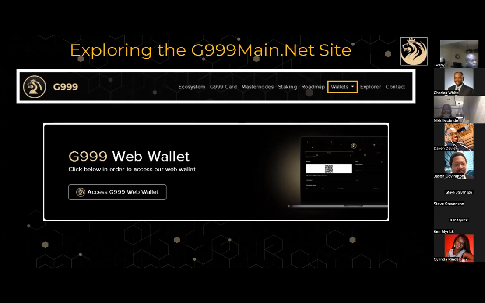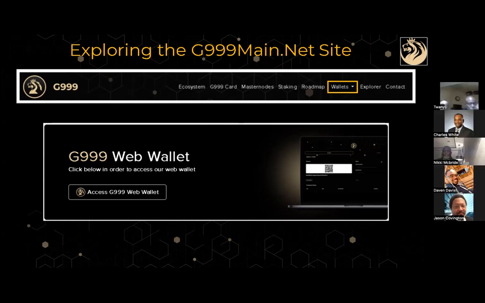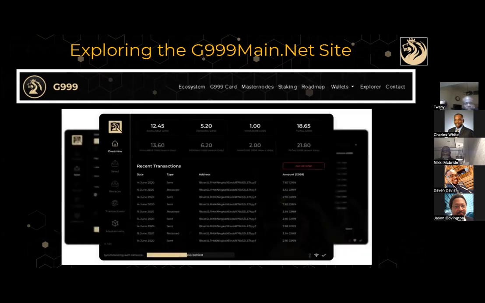I have several of my own, and everyone in my family has one as well. It's super easy. It's cheap. I mean, not cheap. It's actually free. The best type of cheap. But this is one of the wallets where you can store your G999. Another wallet is the Core wallet. This is a major player within our ecosystem, and we're going to talk a little bit more about this in a few minutes as well.